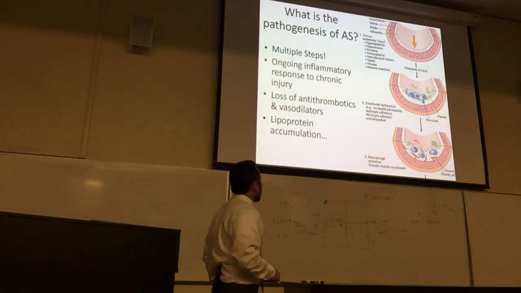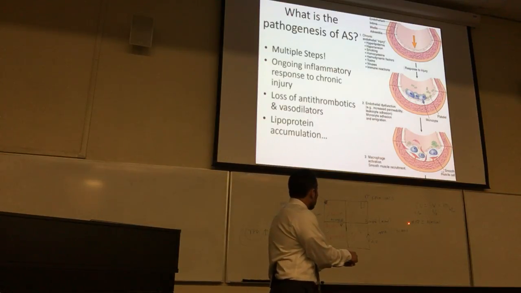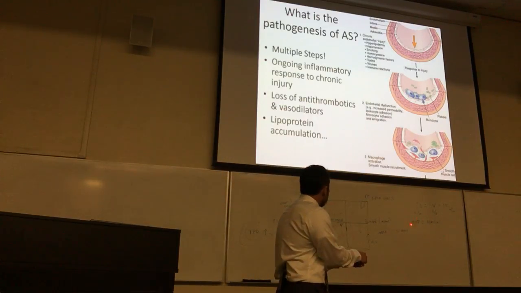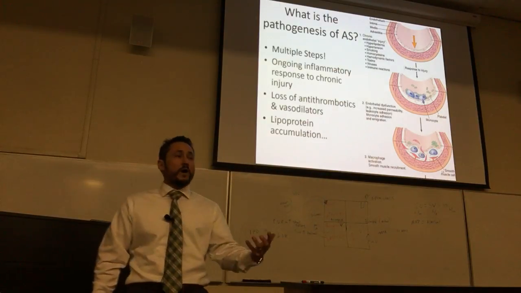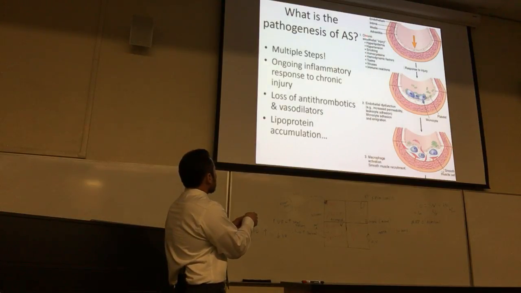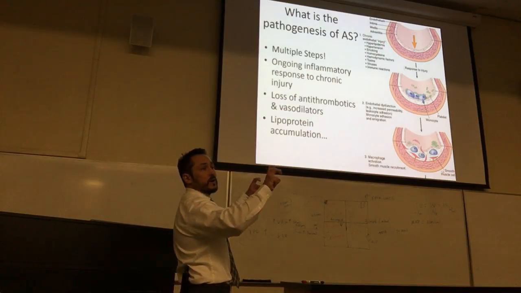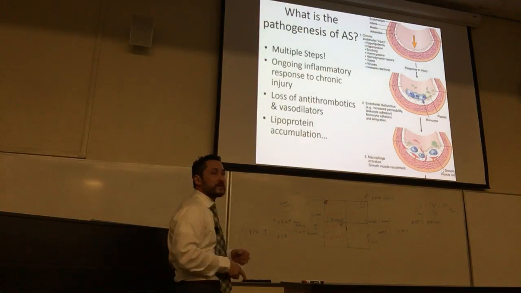Ongoing inflammatory response to chronic injury. What's the chronic injury, we say? Well, the chronic injury, we said, one could be elevated afterload or an increase in mean arterial pressure, otherwise known as hypertension. So you can see up here, chronic endothelial injury, in air quotes, and the injury could be like hypertension. That's the second one on the list.